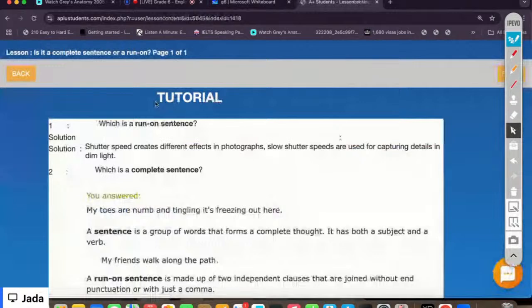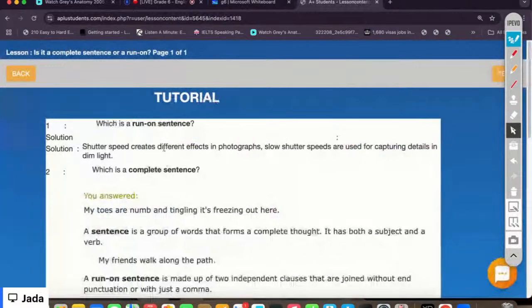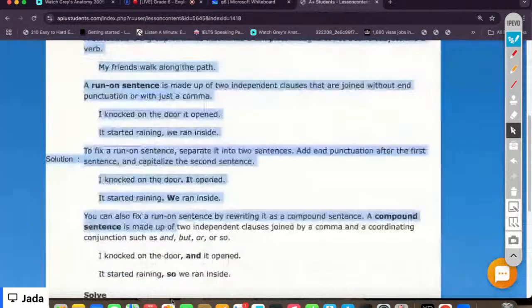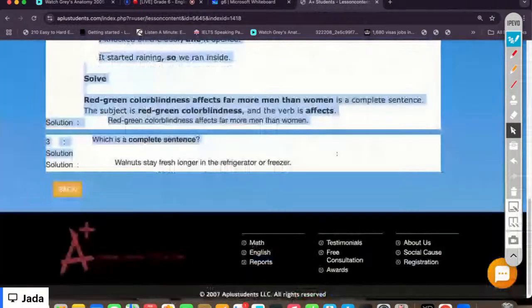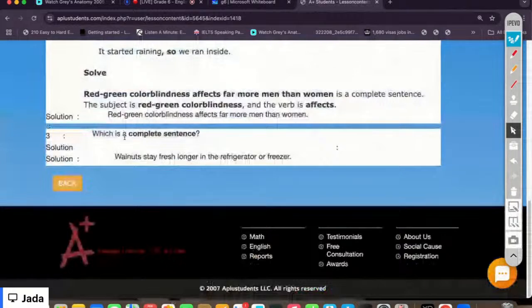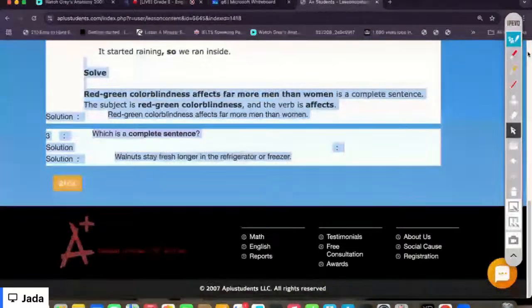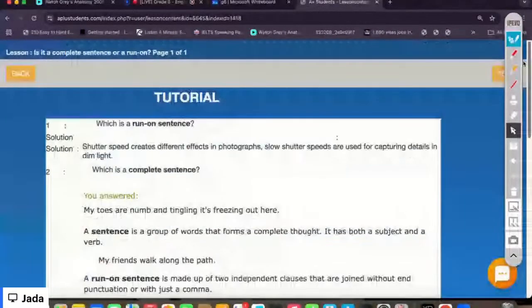Okay, so which is a complete sentence here? It says shutter speed creates different effect in photograph. Slow shutter speeds are used for capturing details in dim light. Okay, let's see this one. Which is a complete sentence? Walnuts stay fresh longer in the refrigerator or freezer. That's a complete sentence because it has both the subject and the verb.